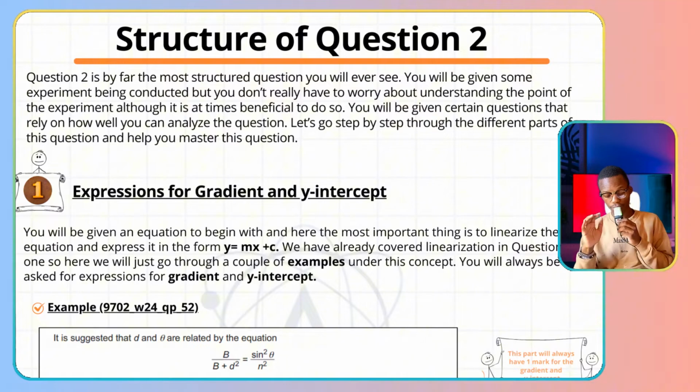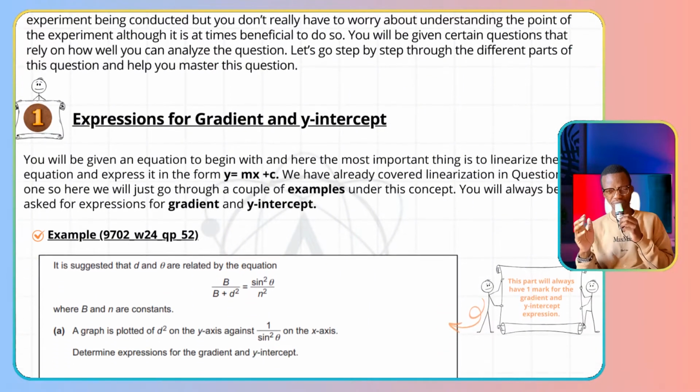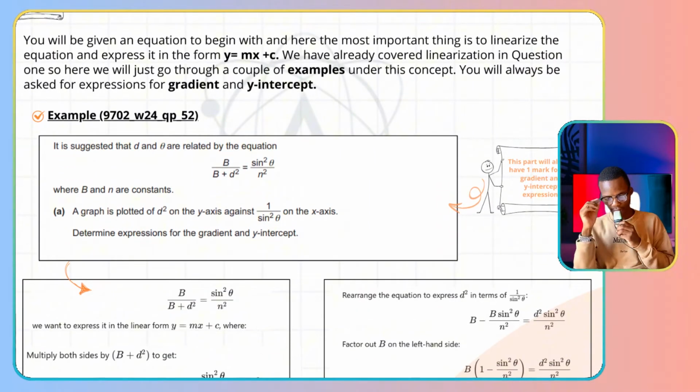The first question that you're going to see, they just give you a random equation, and you have to begin with it. And here's the most important thing: you have to linearize the equation and express it in the form y equals mx plus c. The first question that you're ever going to get on every single paper 5 will always ask you to determine expressions of the y-intercept or the gradient.